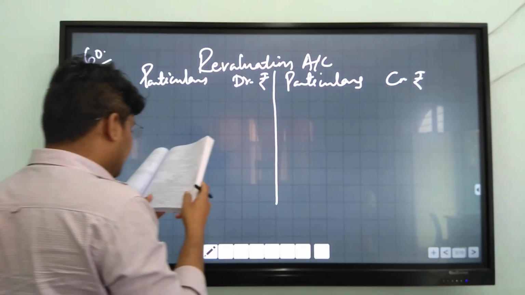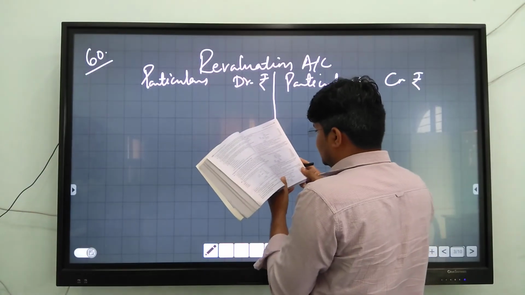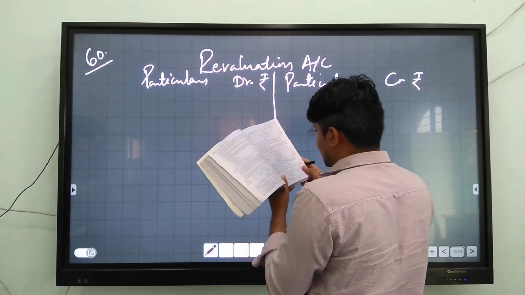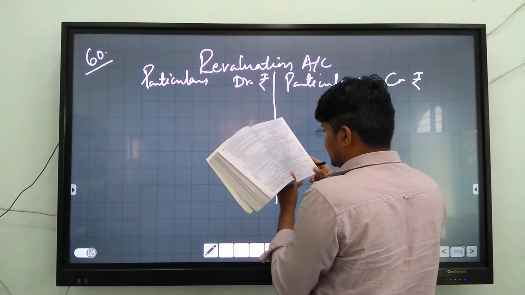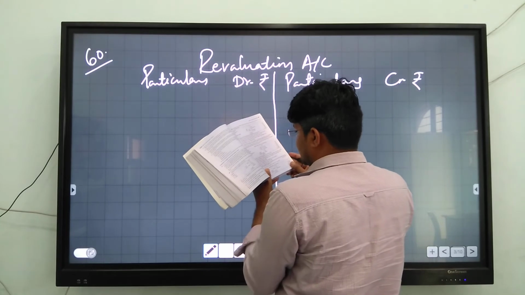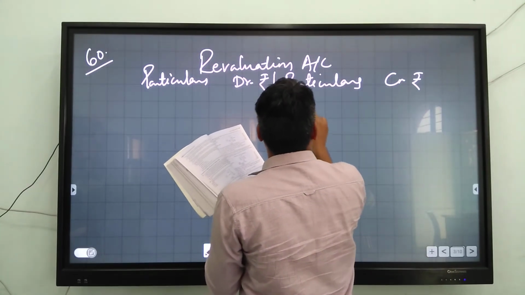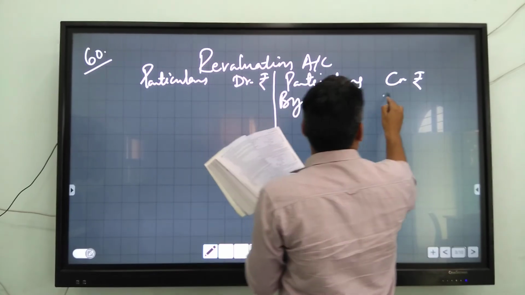Plant is to be appreciated to 1,20,000. Plant is given in the balance sheet as 1 lakh, and the adjustment makes it 1,20,000. Plant increases by 20,000. You will write by plant 20,000.